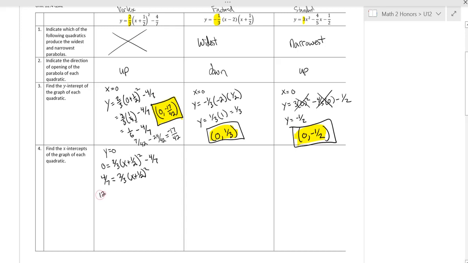And I get 12/14 is equal to x plus 1/2 squared. I'm going to reduce the fraction to 6/7, and I'll switch sides here. I'll put x plus 1/2 squared equals 6/7. Take the square root of both sides and we get x plus 1/2 is, don't forget plus or minus, the square root of 6 over the square root of 7.